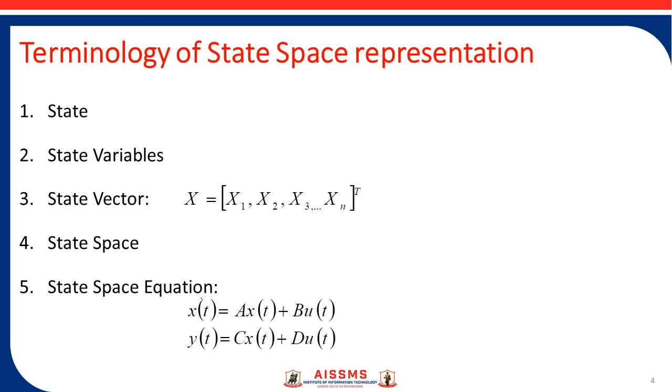where A is an n by n matrix called system matrix, B is an n by r matrix called input matrix, C is an m by n matrix called output matrix, and D is an m by r matrix called direct transmission matrix. X of t is an n by 1 state vector, u of t is an r by 1 input vector, also called the control vector, y of t is an m by 1 output vector. For single input single output system, m equals r equals 1.